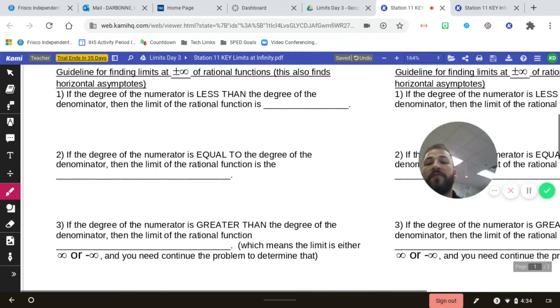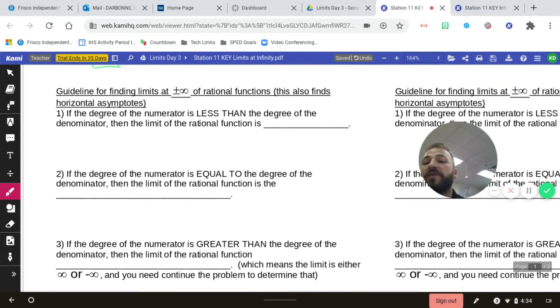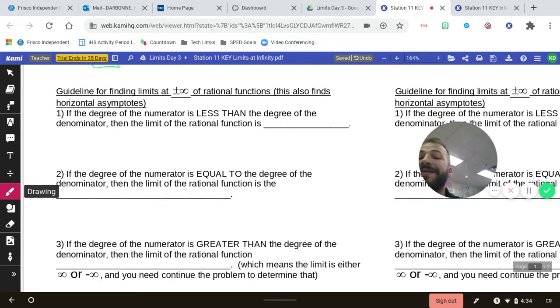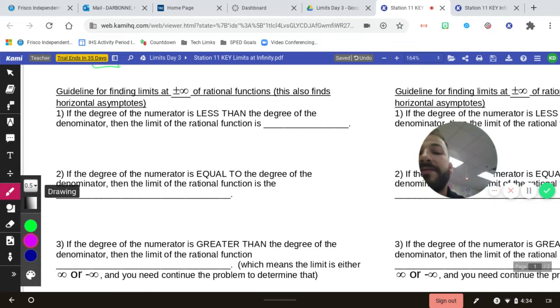So quick review of our 3 different types. If the degree of the numerator is less than the degree of the denominator, then the limit of the rational function is... So numerator is less than, so that means it's bigger on the bottom. So the limit of this rational function is 0 because it's bigger on bottom. Horizontal asymptote is y equals 0.